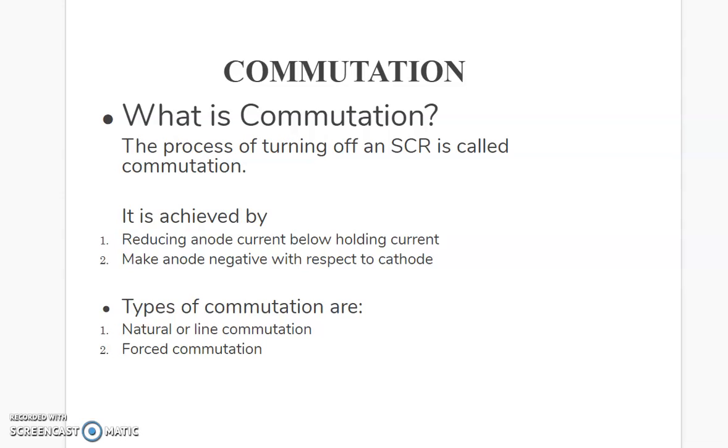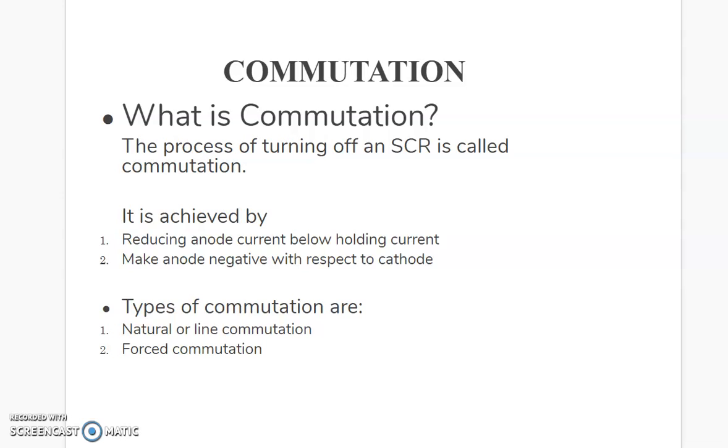So hello everyone. In this lecture we will be seeing about commutation of SCR. So what is commutation? I've already told you that commutation is a process of turning off the SCR. There are two ways in which commutation is achieved. The SCR can be turned off in two ways, that is reducing the anode current below the holding current. We have seen this already in the VI characteristics of the SCR. If you bring the current less than the holding current, then the SCR will stop conducting.